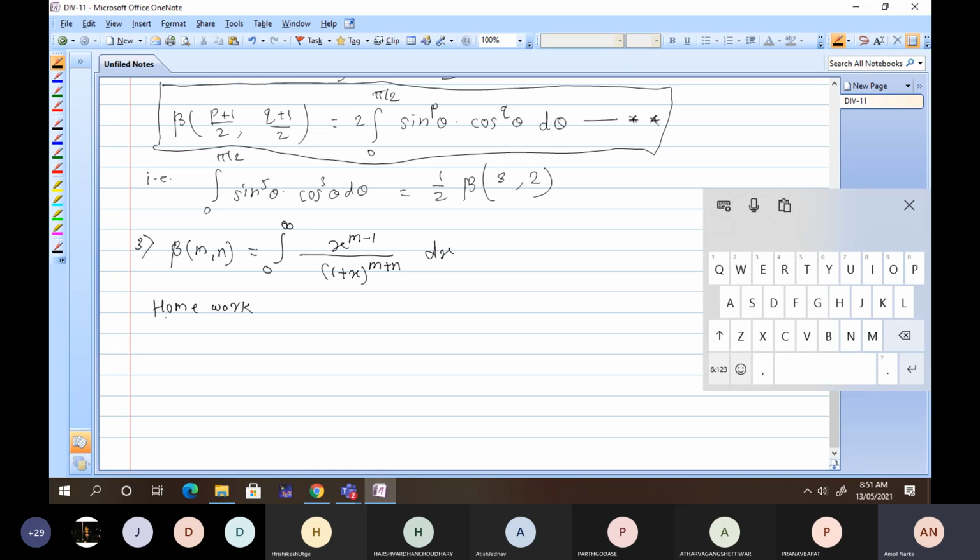Why is it homework? Because whatever we did above, we need to do the same thing here. So you need to use a hint. The hint is: put x equal to t divided by 1 plus t. Now someone is saying, sir, I can then find another definition of beta. Absolutely correct. Instead of x, you can substitute anything.